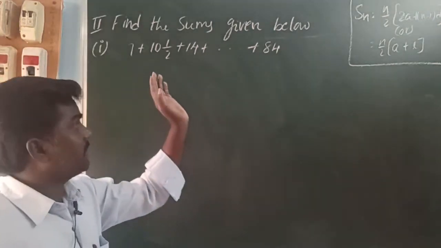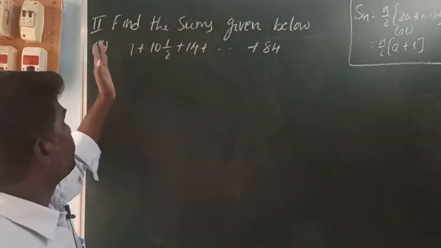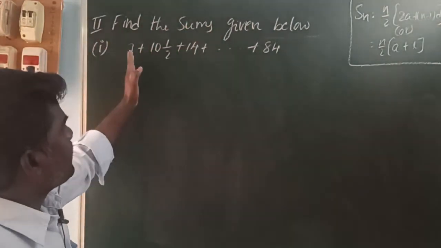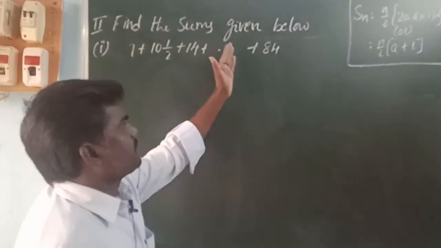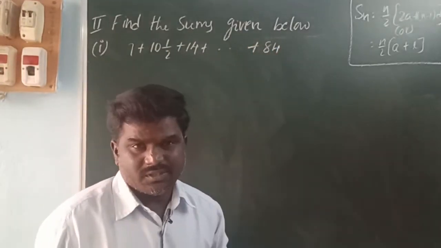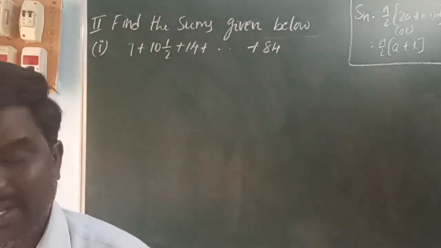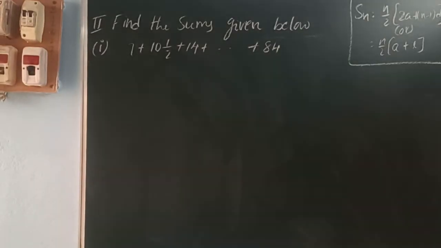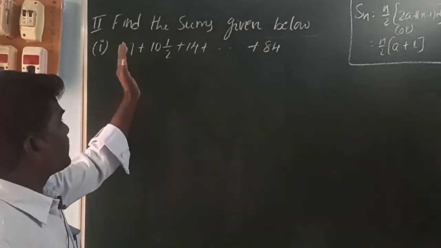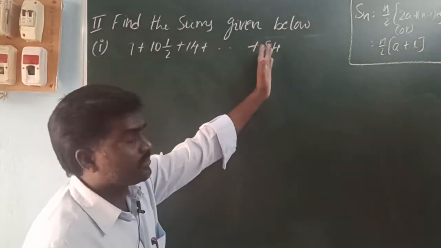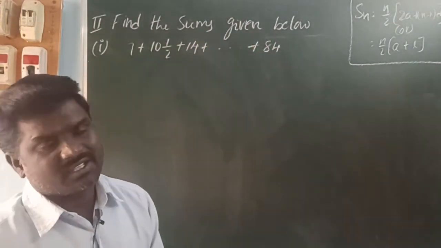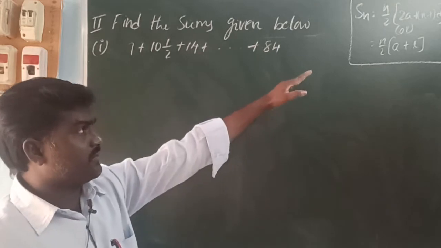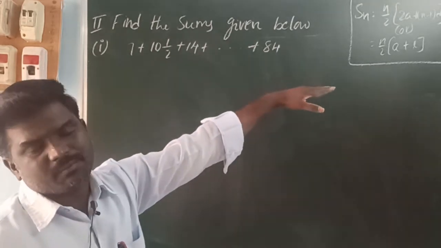Next, second Roman: find the sums given below. In the second Roman, first one: 7 plus 10 1 by 2 plus 14 and so on, plus 84. So this is the last term, 84 is the last term. Here the first term is 7, the last term is 84. Which formula can you use here? We can use the formula n by 2 of a plus l.